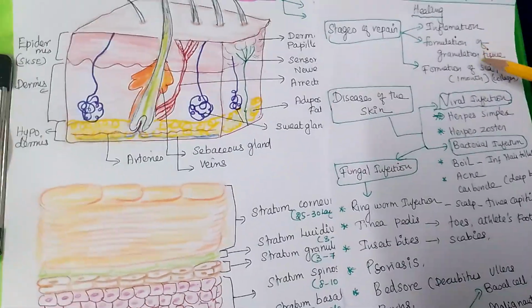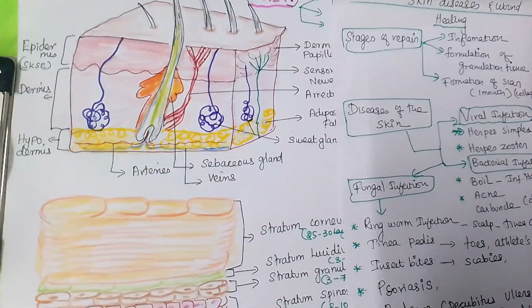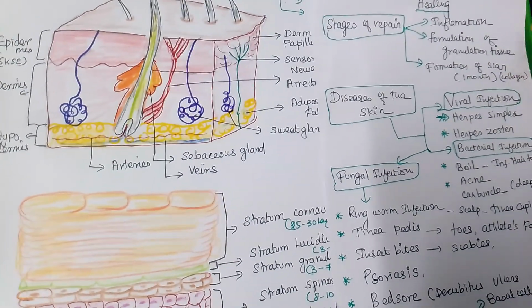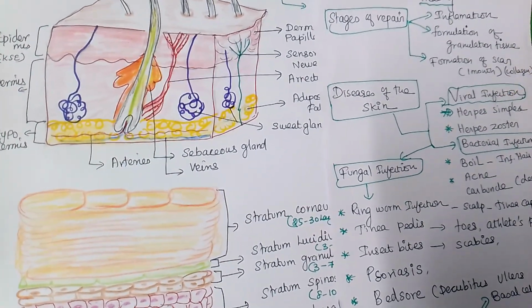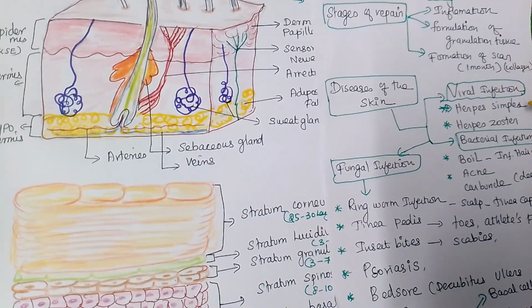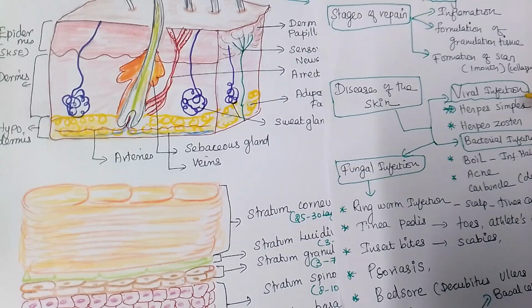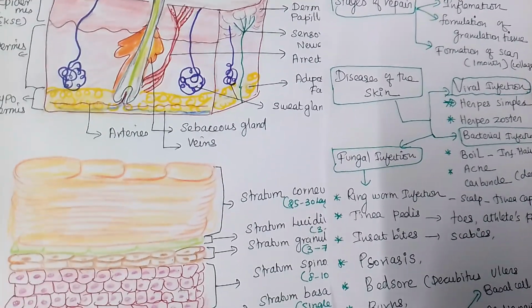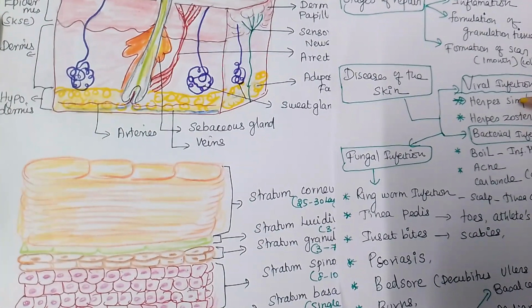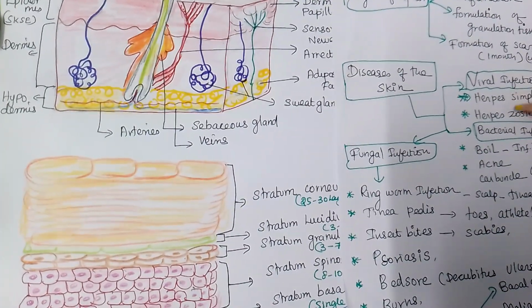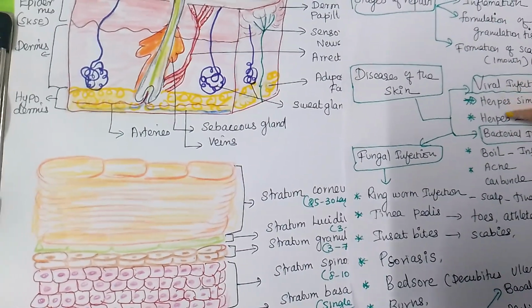Sometimes they may ask a 5 mark question: diseases of the skin, maybe mention 2 or 3 viral infections of the skin. You can very well write herpes simplex and herpes zoster. They will form vesicles, macules and vesicles, and fluid-like substances will be present. You might have come across these in childhood.